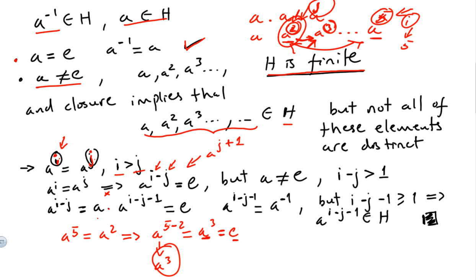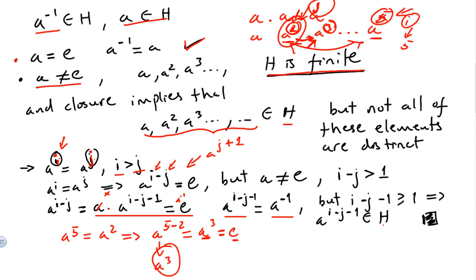Now that we are here, I can left multiply by the inverse, okay? So this a will disappear, right? And we will have a inverse on this side. So that's what we have here, okay? a to the power of i minus j minus 1 equals the inverse of a. And i minus j minus 1 has to be bigger than 1.